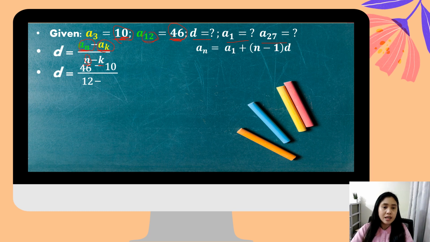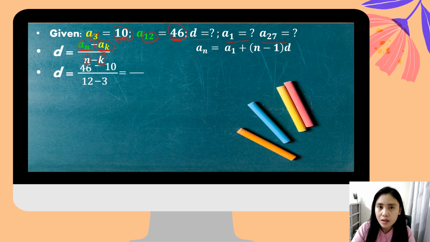And then, replace k by the order of the term 10. So, pang ilan ba si 10? Si 10 ay pang third. So, we will replace k by 3. Next, from here, let's evaluate. So, 46 minus 10 is equal to 36. Next, 12 minus 3 is equal to 9. And then, let's divide. 36 divided by 9 is equal to 4. That's it. The common difference is 4.